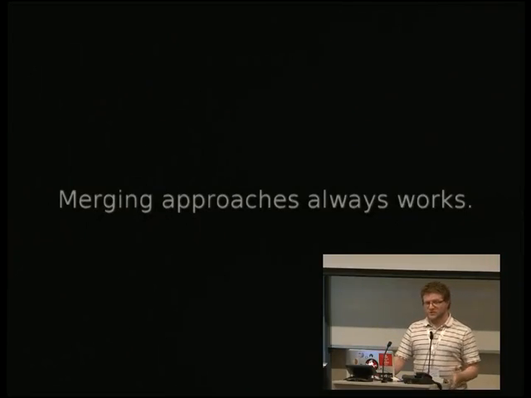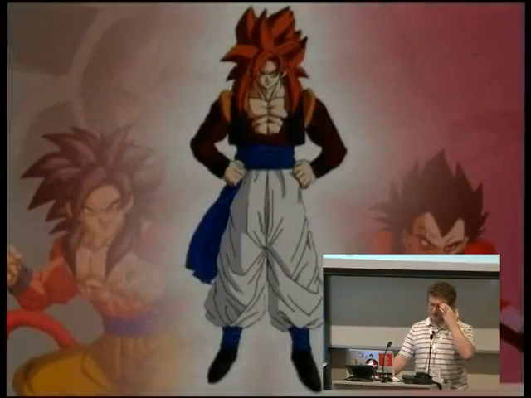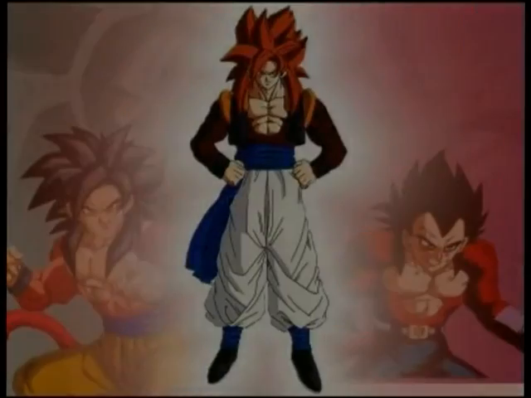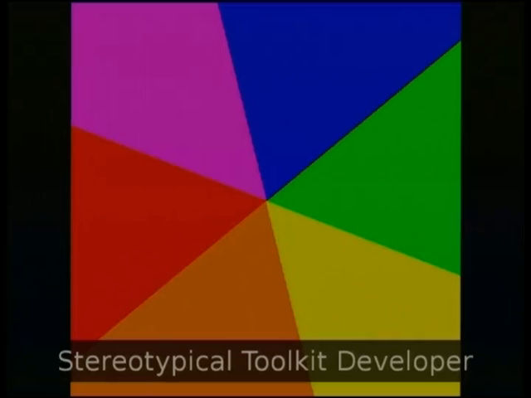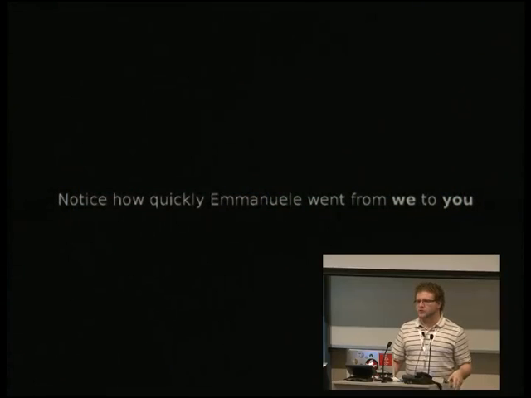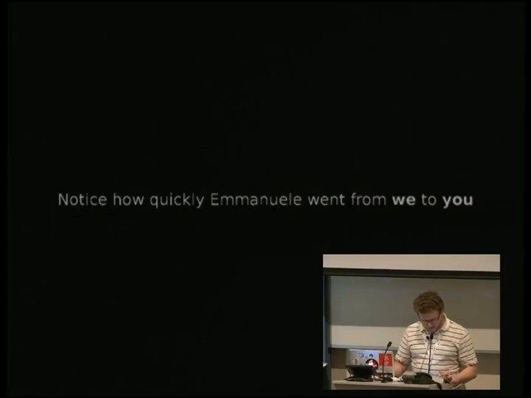Merging the various approaches always works, as demonstrated by Dragon Ball, and also allows us to overcome a simple issue inside the GNOME community, which is a lack of resources right now. So what can you do? Well, I know what I can do, but what can you do?